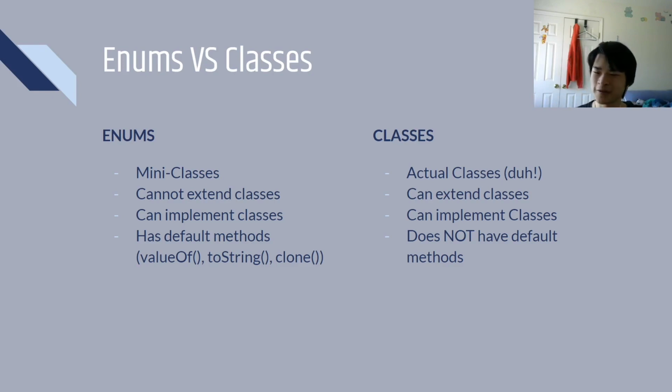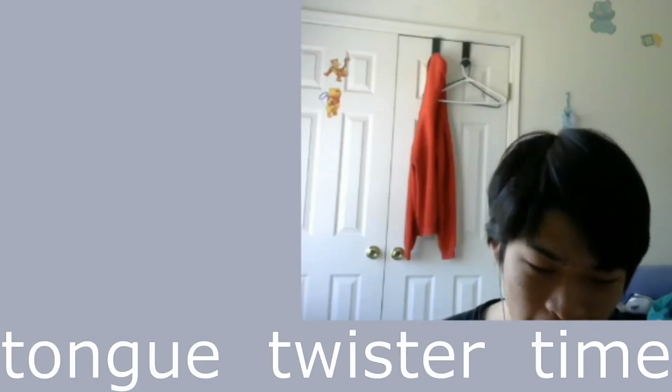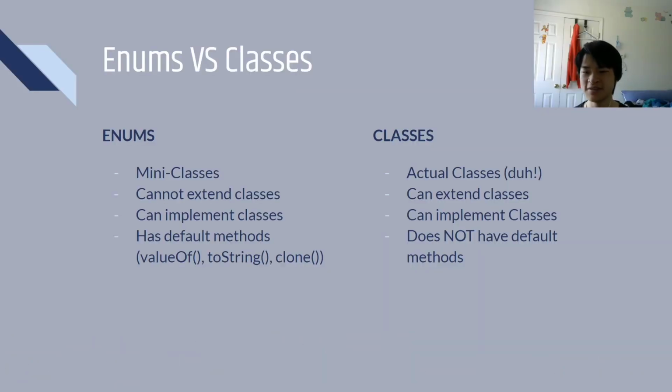Now, actual classes are actual classes, of course. They can extend other classes, they can implement other classes, however they do not have default methods, meaning that they don't have methods that are just automatically coded in for them. We have to make those ourselves.